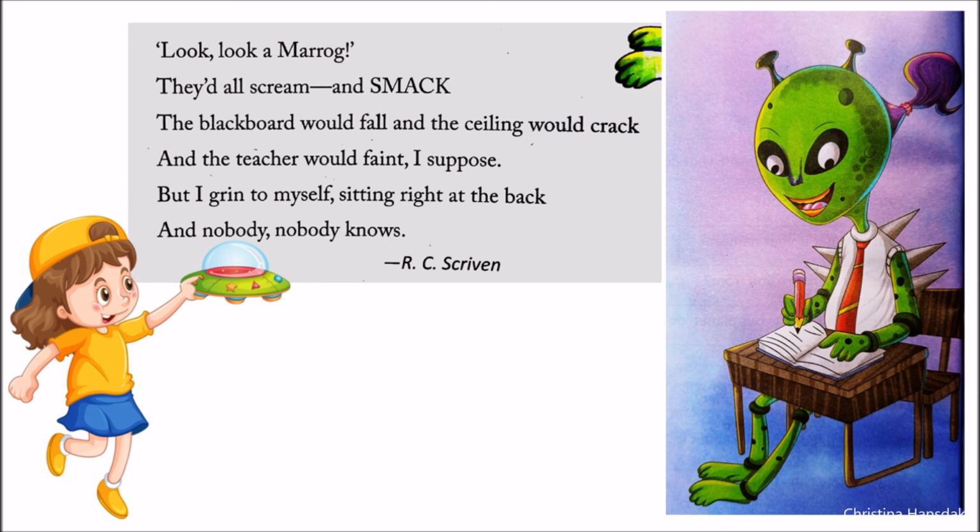In the sixth stanza of the poem, the poet tells us that people would point to the Marrog and scream together, which would make the board fall and the ceiling crack. The teacher might faint, but the alien is happy with his secret that no one knows he is from Mars, and so he continues to sit quietly at the back.